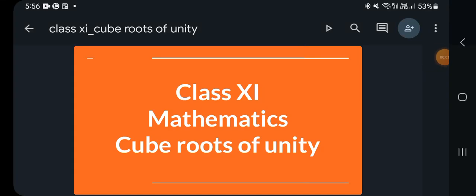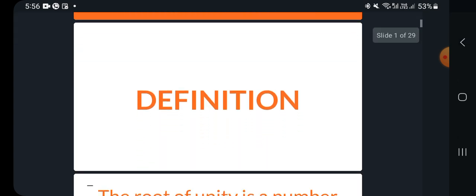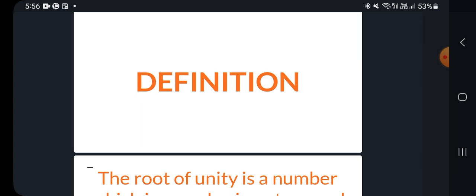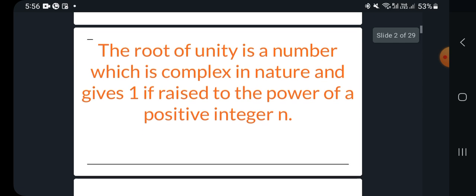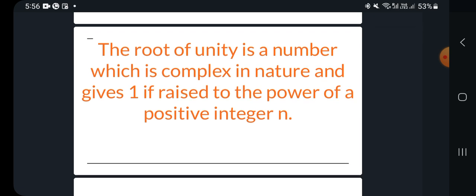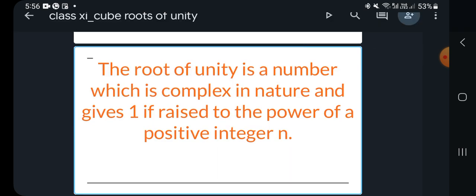Students, today we are going to study about cube roots of unity, which comes under complex numbers. So first of all, we will see the definition of cube root of unity. The root of unity is a number which is complex in nature and gives 1 if raised to the power of a positive integer n.